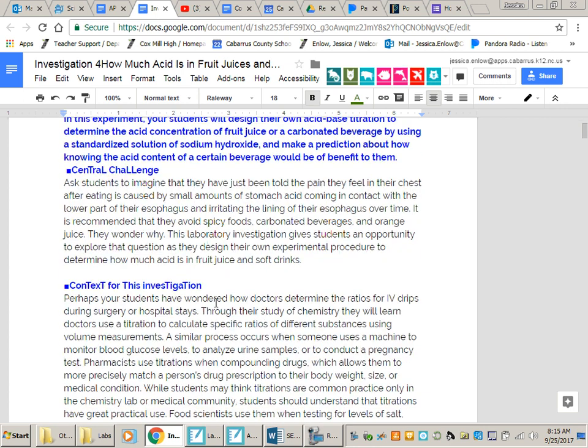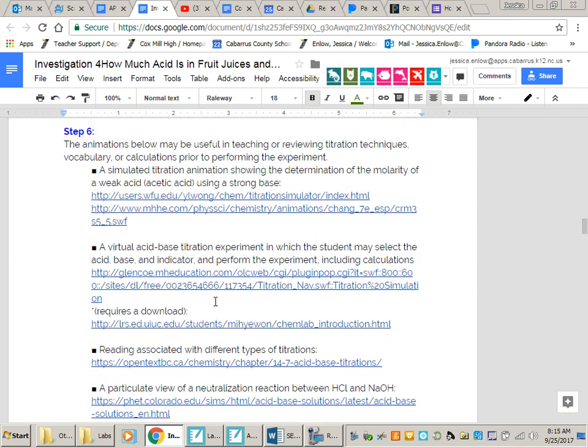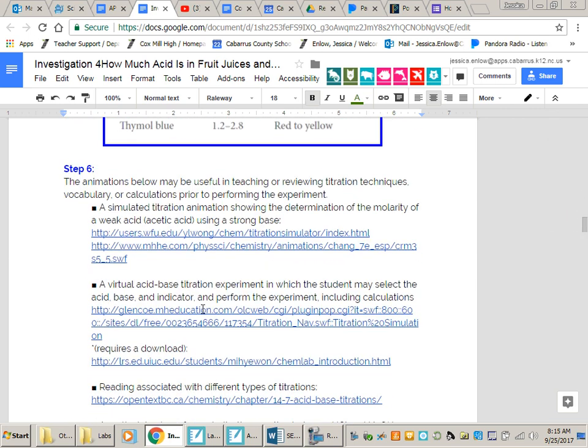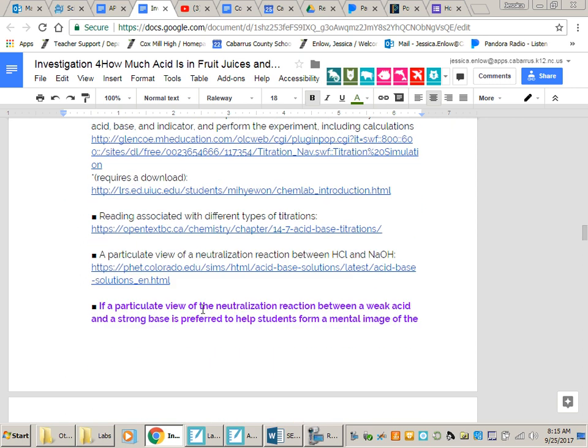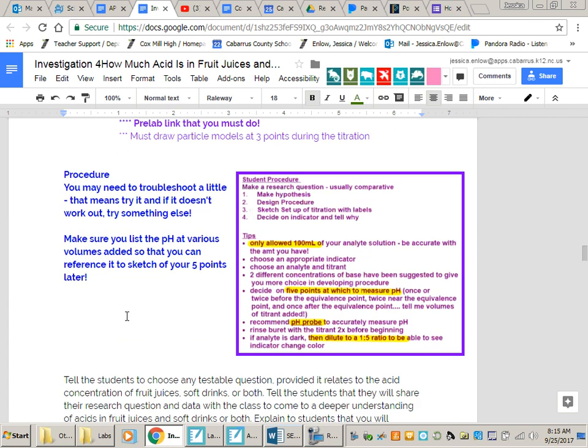Just beware. So when you scroll down to the part where it says step 6, which is the part that I specifically want you guys to look at, I've included some other links, but the one on the bottom down here that's in purple gives a particulate view of this, because the Chem Tunes one actually shows you what that looks like. Okay, and then after that, I give you some tips on what you can and can't do in your procedure. So in this box right here, I tell you some of your limitations, because you guys can make any procedure you want to, but you follow the restrictions.